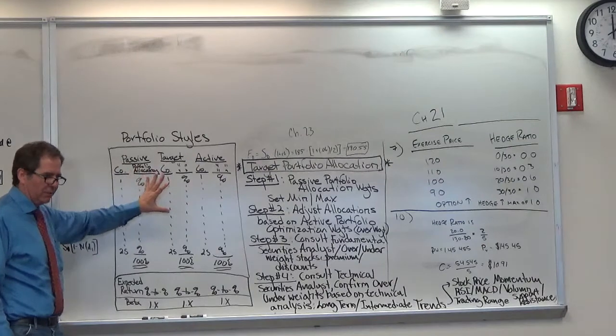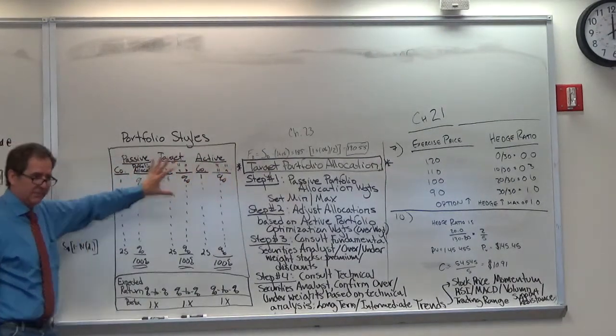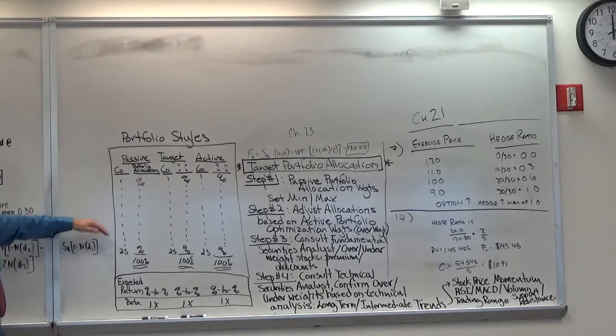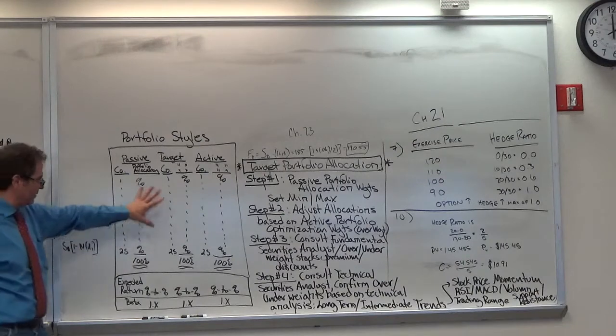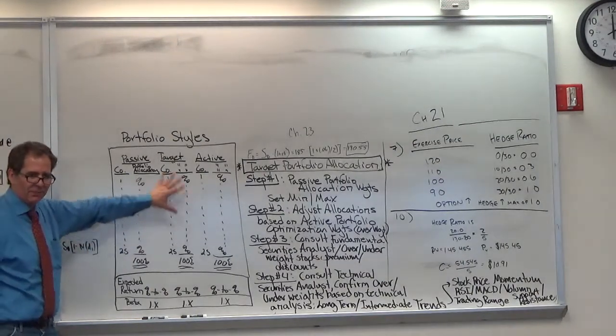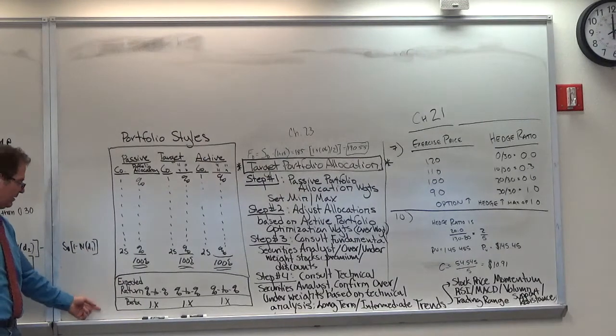So that's really the one you want to focus on. Then you're going to have the passive and you're going to have the active. You're going to have the companies, the allocations, 100%. You're going to do it for these two, right? We're focused on the target. You're going to have the expected return ranges and you're going to have the beta.